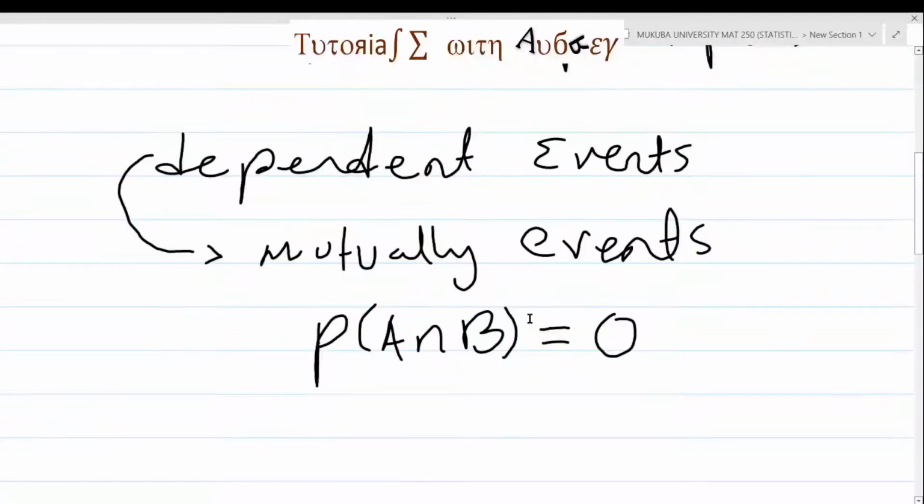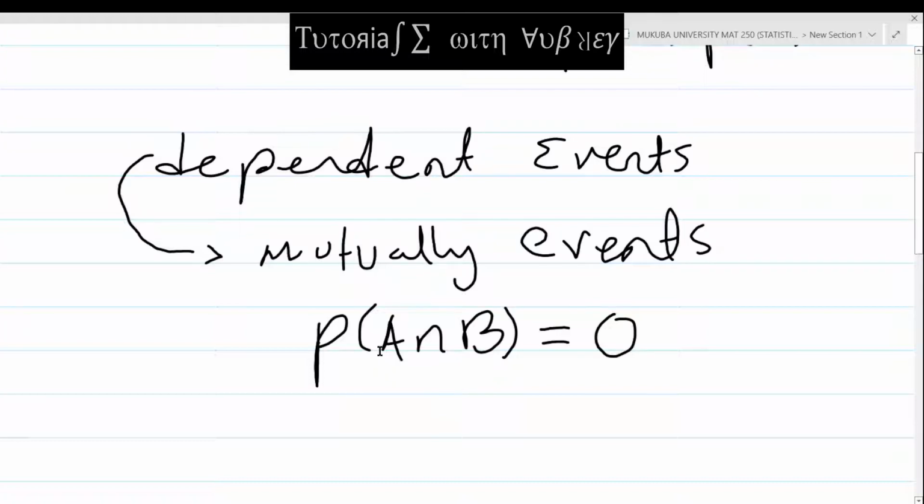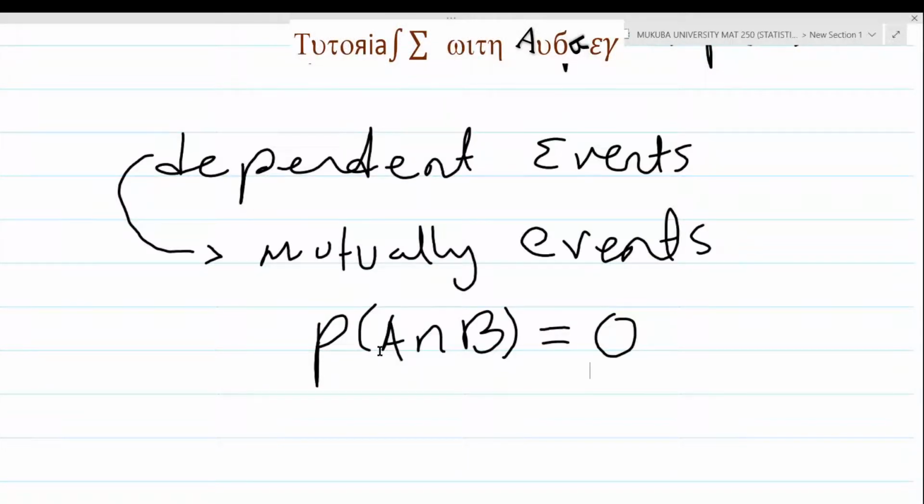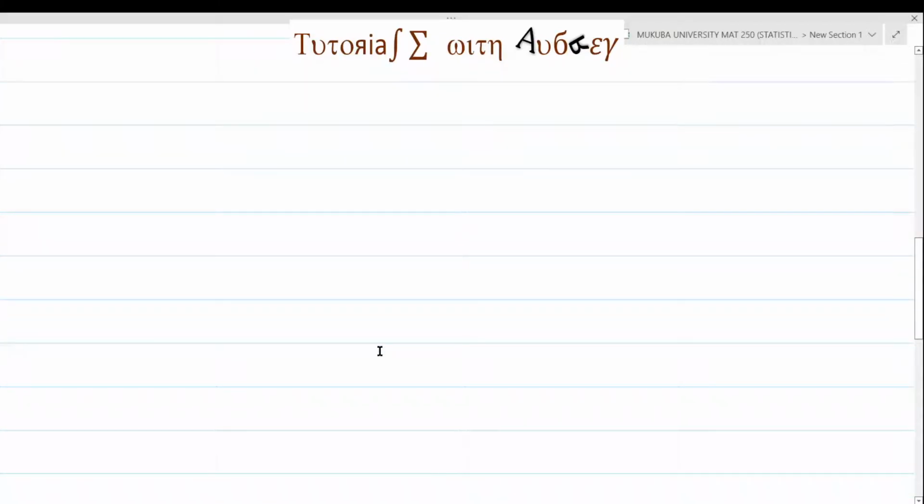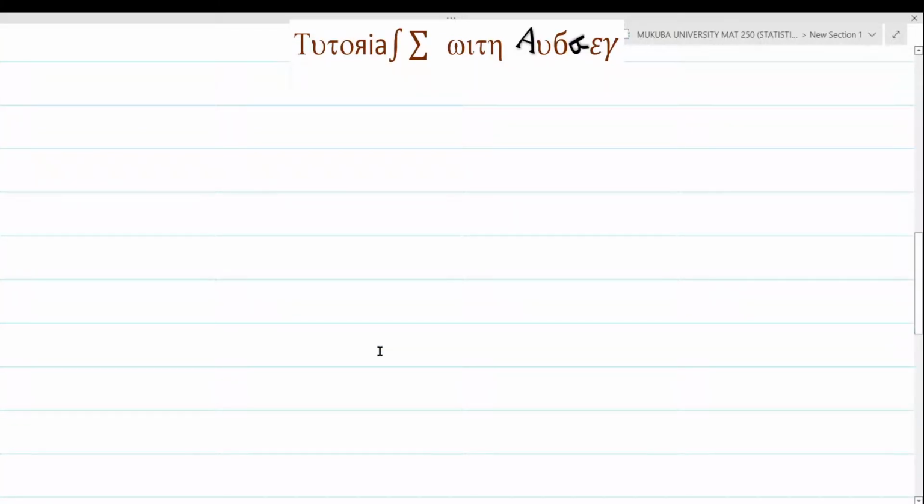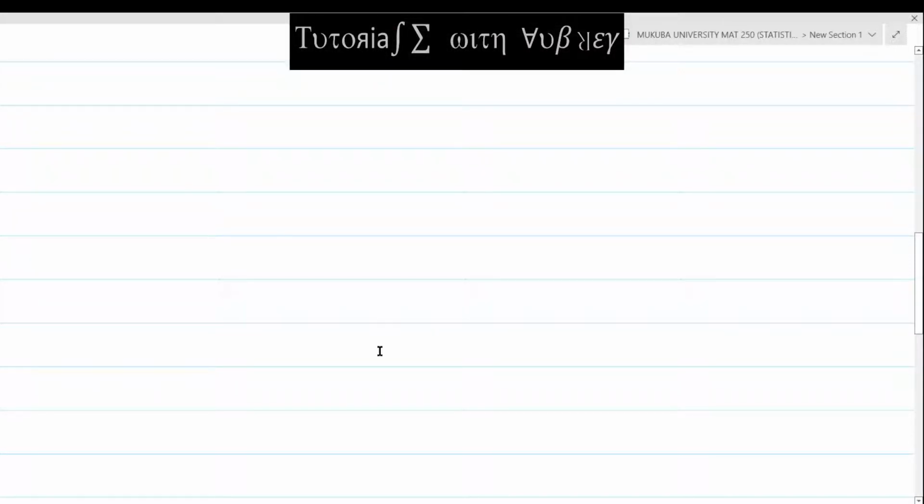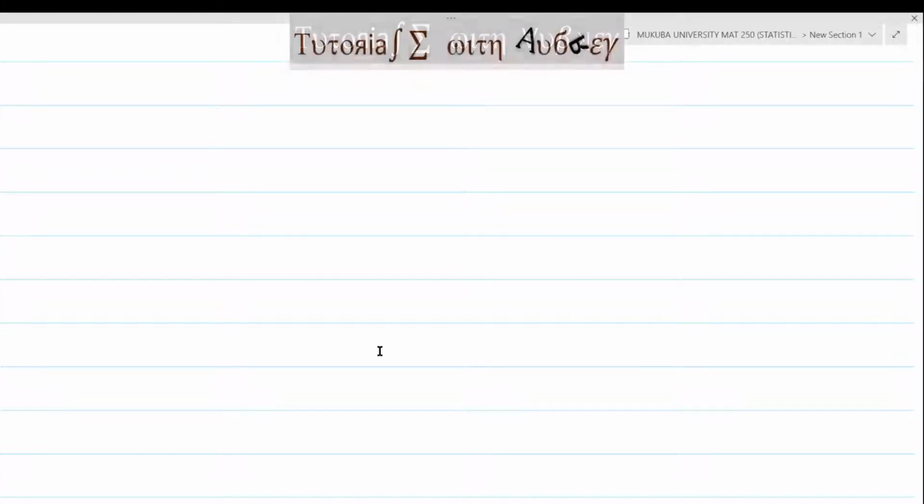Then on mutually exclusive events, two events happening together is zero, so this is the formula we are going to be using for mutually exclusive events. Now, it's very important that whenever you're solving a probability question, you need to identify your sample space. Your sample space tells you exactly where you're picking from. So if you identify your sample space and denote the type of event that you have, then the problem is half solved.